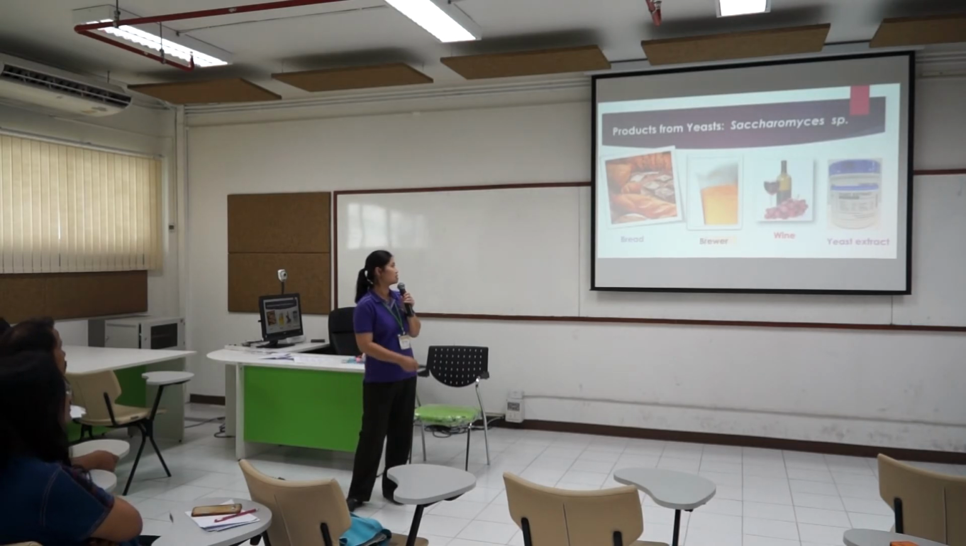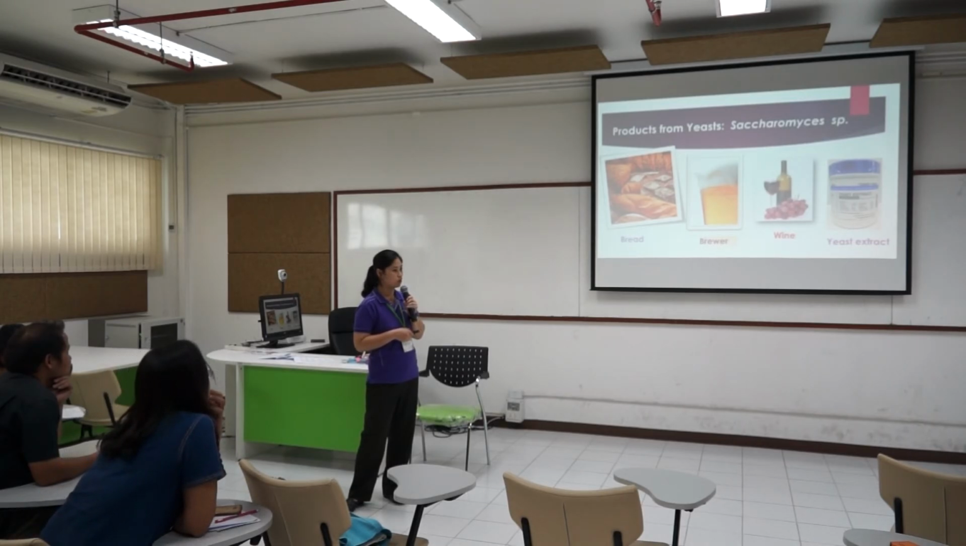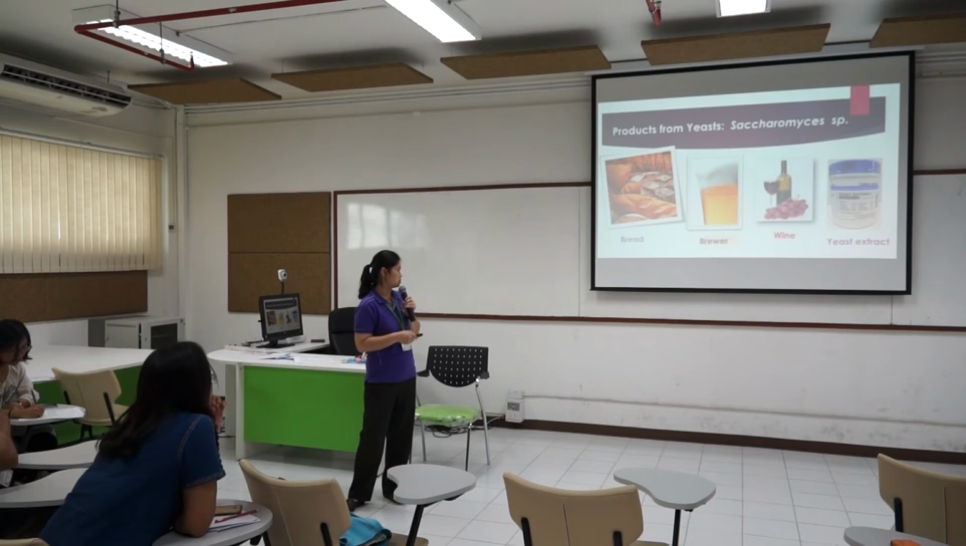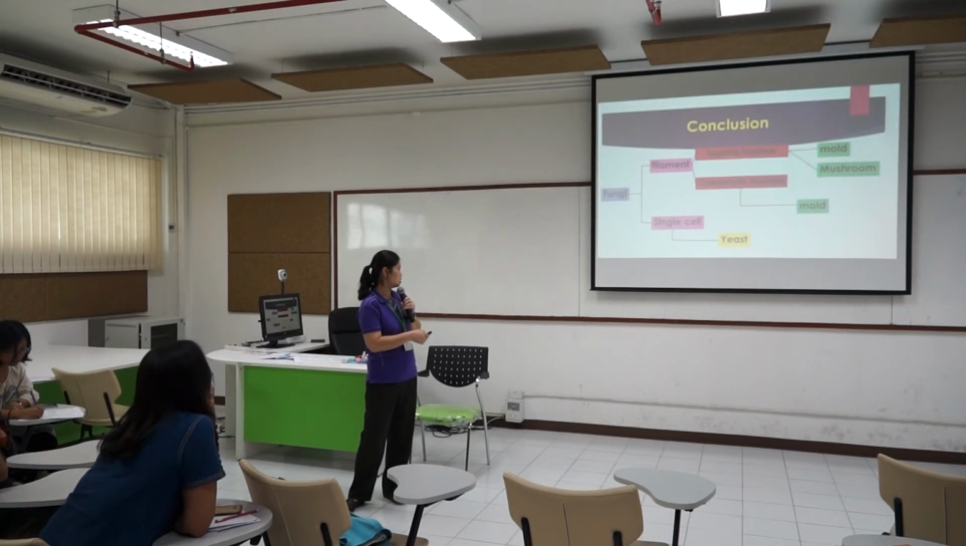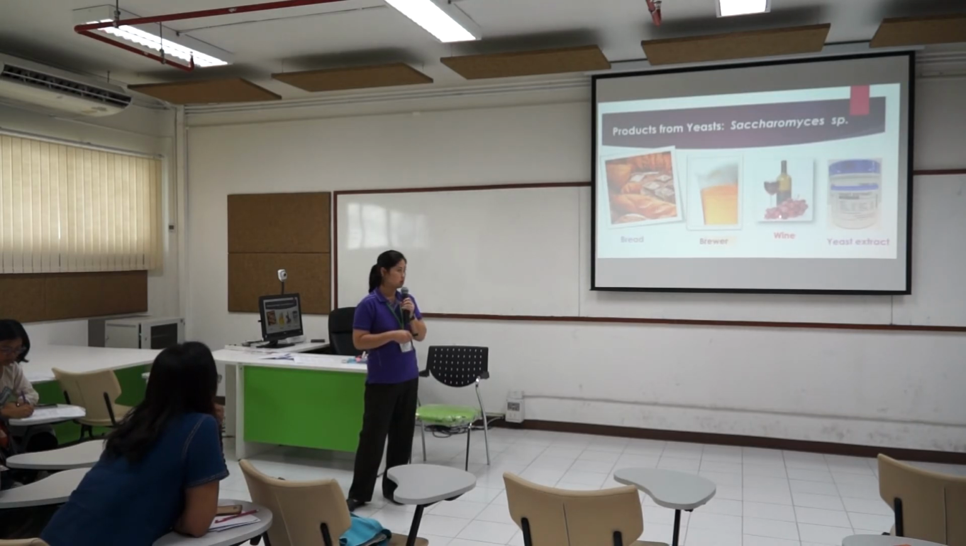To the next slide. This is the production of yeast. This is an example of Saccharomyces species production. First, bread. This is beer or brewers' yeast, wine, and yeast extract. Three groups of these products humans can eat, but yeast extract is a supplementation medium for microorganisms.